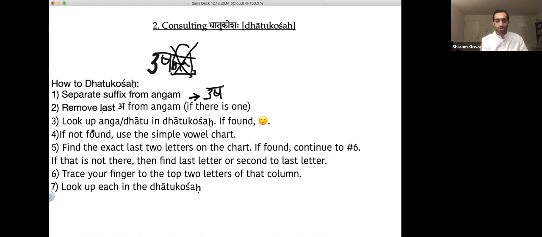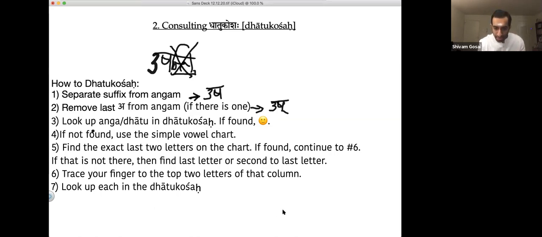And the second step is remove the last akara from the anga, if there is one. Here we see it's Usha. There's an akara at the end, right? So then we take that akara out, and I'm left with ush. So the first thing we always want to do is take off the suffix. When we want to look up something in the dictionary, we take off the suffix, then we take off the last akara. And then you look up in the dhatu kosha, which is number 3.